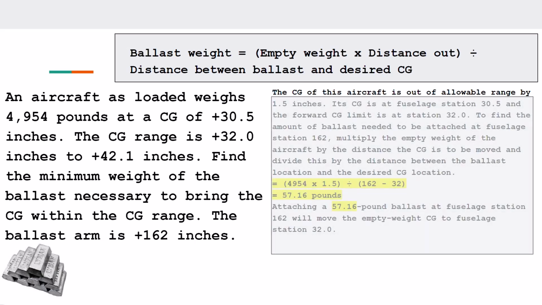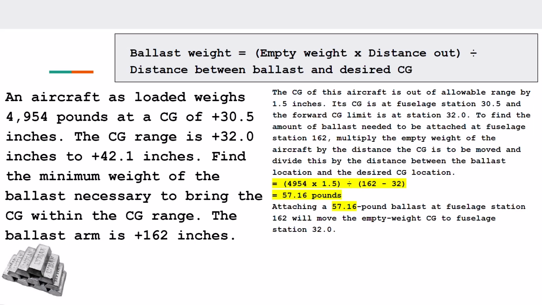Okay, so what this is asking you is that your empty weight CG is at station number 30.5. To bring it within the CG range, you need to shift it aft. So if you're adding ballast, that means the CG goes aft. We have to go aft about 1.5 inches, which brings us to 32, and that's within our range. To find this, we need a formula.